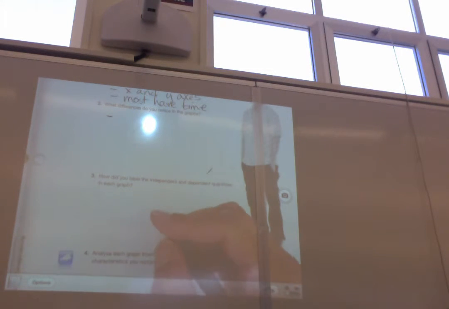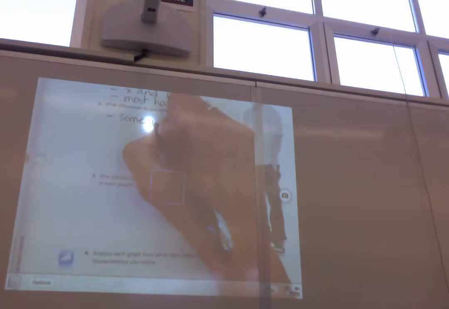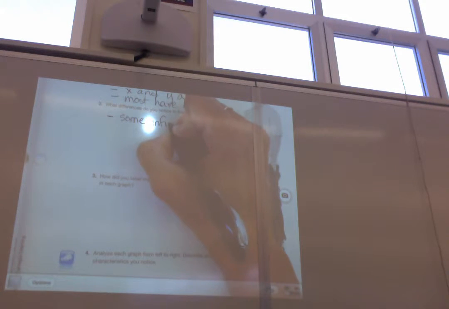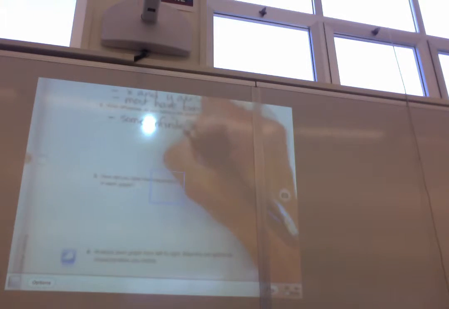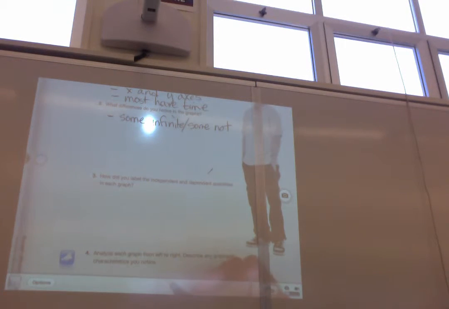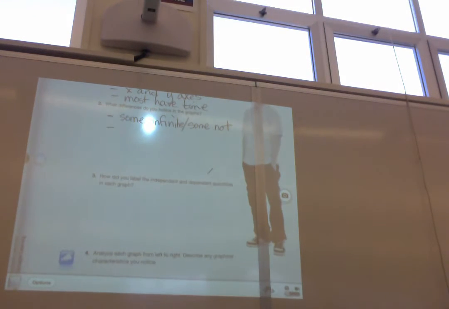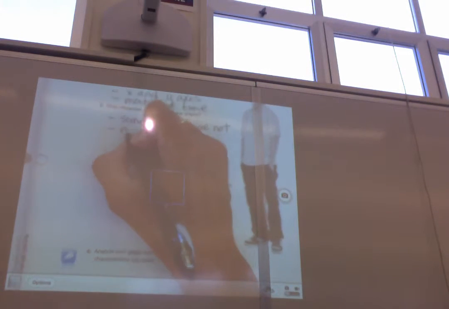Yes, some lines are infinite and some are not. Ooh, some infinite. What does he mean by that? Continue going. Some have endpoints. Yes, Molly. Some are negative slopes while others are positive slopes. Okay, oh, I like that.